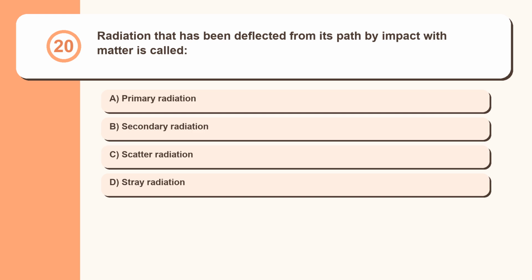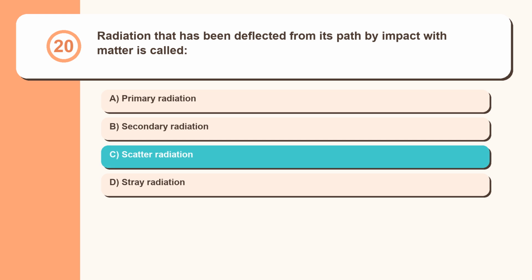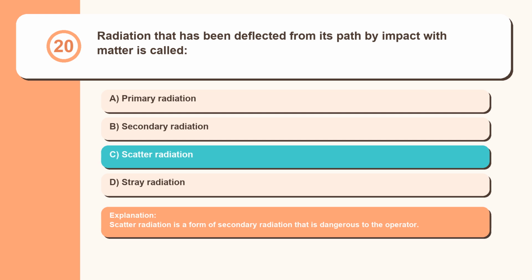Question 20. Radiation that has been deflected from its path by impact with matter is called primary radiation, secondary radiation, scatter radiation, stray radiation. Scatter radiation is a form of secondary radiation that is dangerous to the operator.